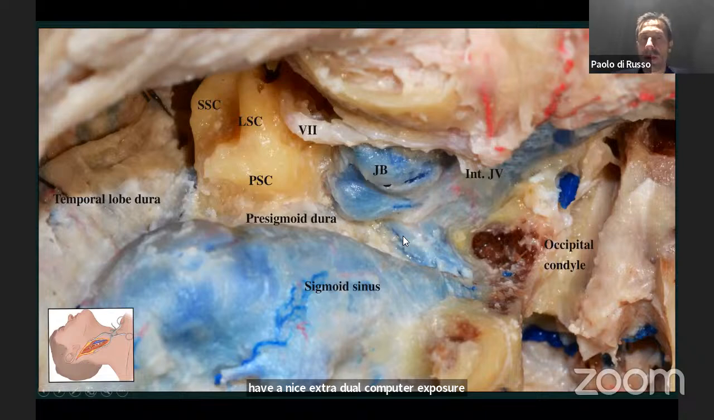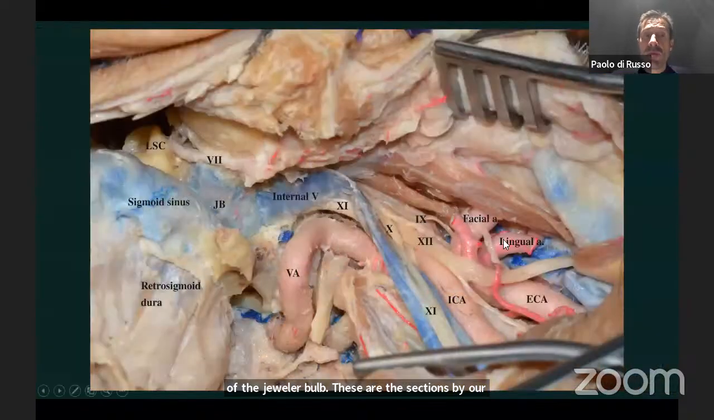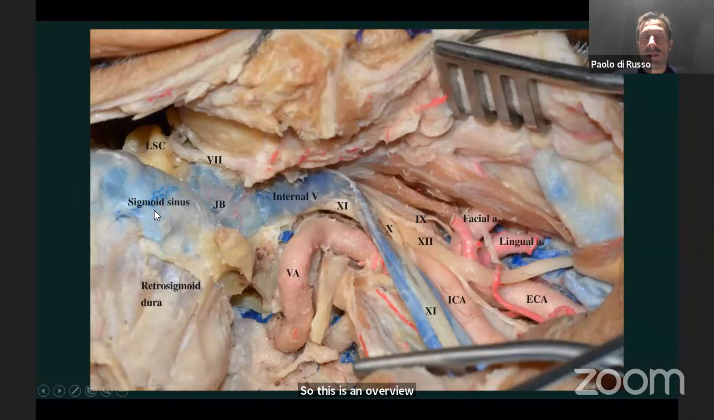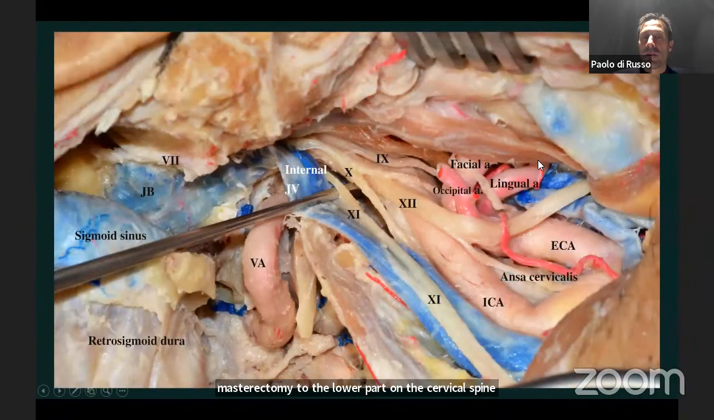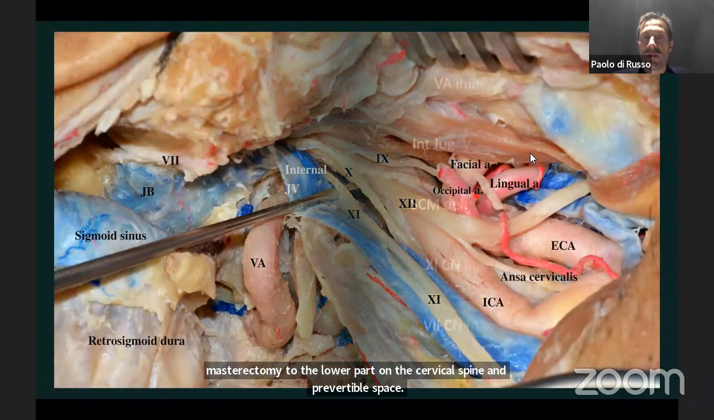These are dissections done by our fellow Luigi Mauro in our lab. So this is an overview from the most upper part of this approach that you can have, including the mastoidectomy, to the lower part on the cervical spine and prevertebral space. These are much more zoomed-in pictures of the same thing.